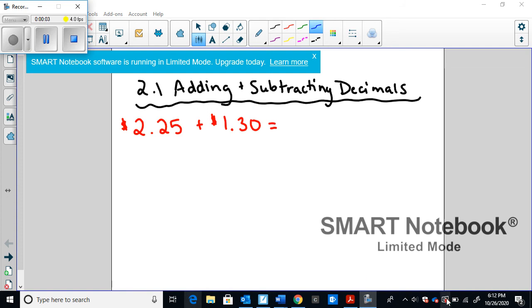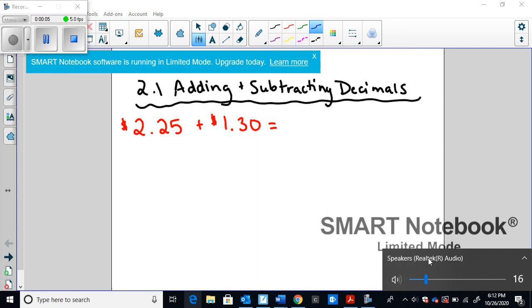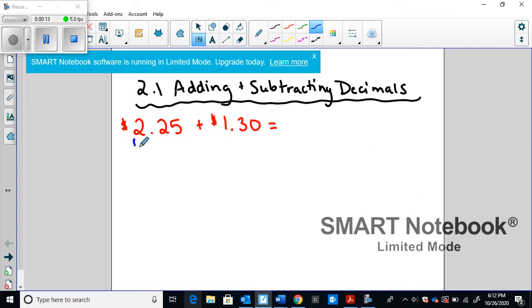Okay, so for 2.1, we did adding and subtracting decimals. And we looked at first representing these types of decimals visually. And so I'm going to represent $2.25 visually. So let's draw our two $1. And then we need to draw 25 cents.